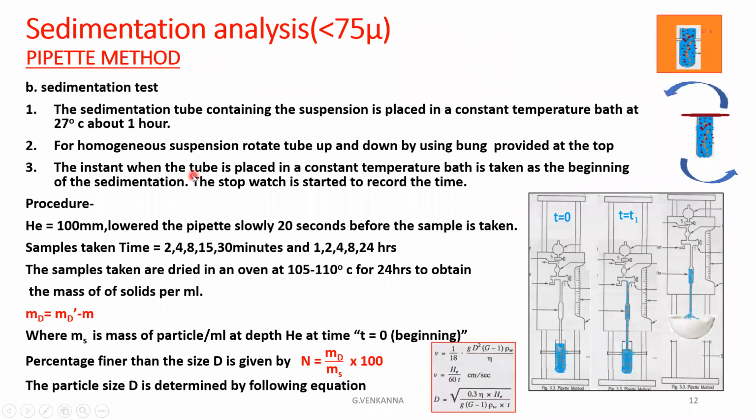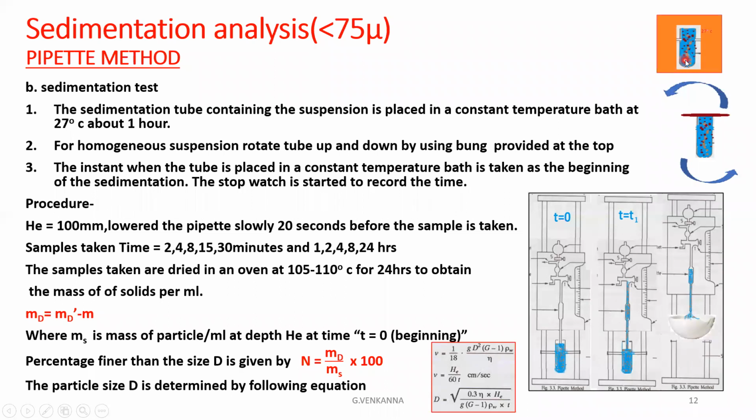Next we have to do the sedimentation test. In this sedimentation test, we take the sedimentation tube. In the sedimentation tube we take the soil suspension. The soil suspension has water and solid particles, and also the dispersing agent solution. All are together in one place, and about 500 ml of soil suspension is taken into the sedimentation tube.